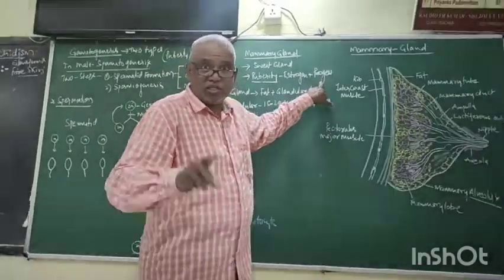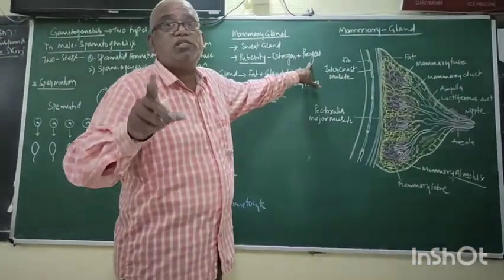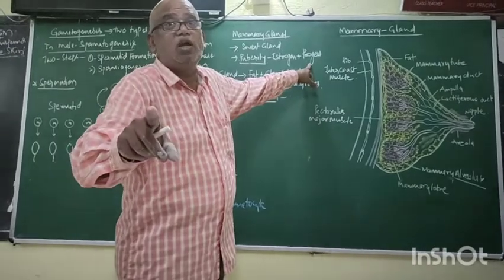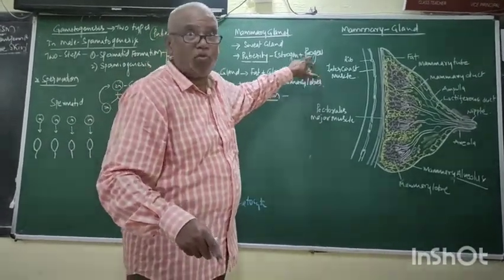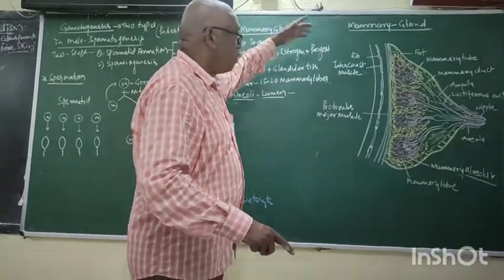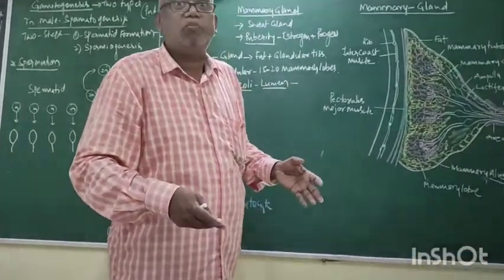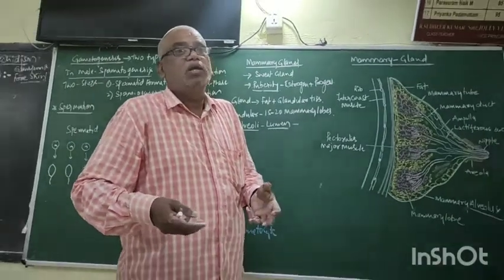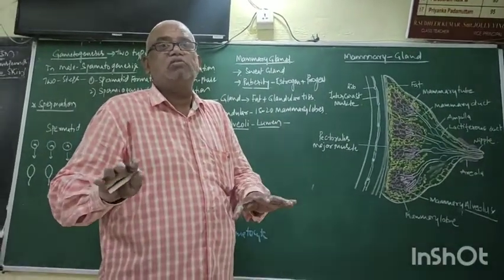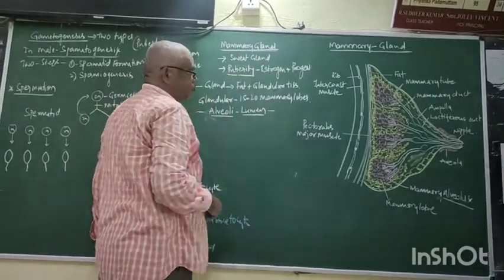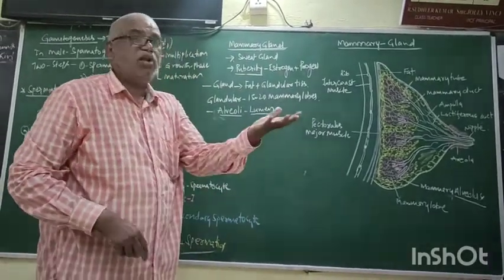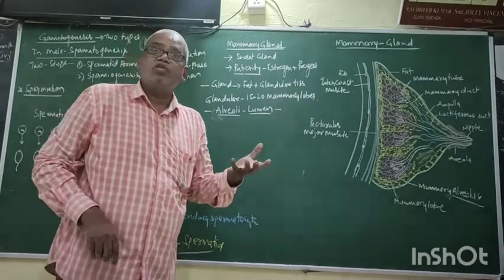Estrogen and progesterone are female sex hormones secreted by the ovary. These ovarian hormones work on the mammary gland. Due to this, the mammary gland gradually develops and functions. So, right. Now, what is the mammary gland? What is the level of organization of the mammary gland? Cell, tissue, organ.